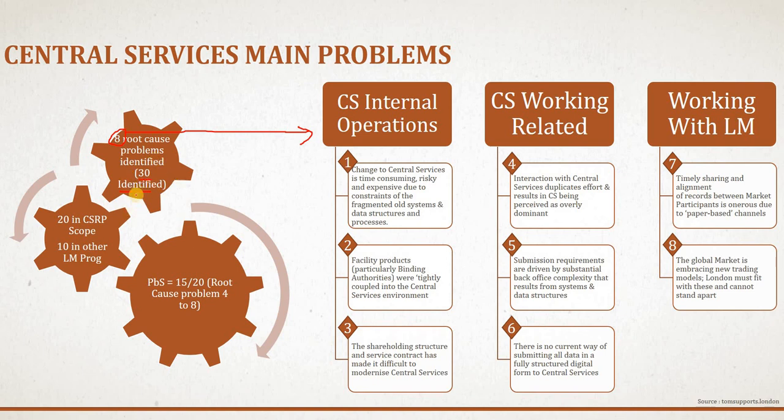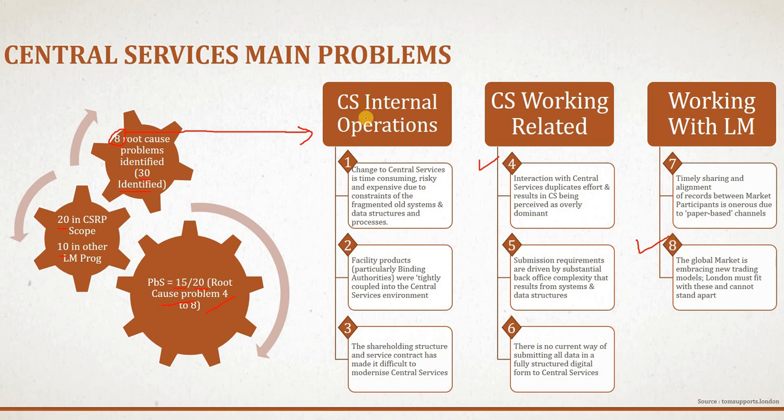From these 30 identified problems, there are 20 problems which CSRP is expected to address, and the remaining 10 problems are addressed somewhere else in other modernization programs like SDC, PPL, data integration, or DSS. The PBS, which is one of the first projects under the wider CSRP program, is expected to solve 15 of the 20 problems which CSRP as a whole is expected to resolve. These 15 problems are expected to solve root causes number 4 to 8. So let's have a close look at what these root causes are.